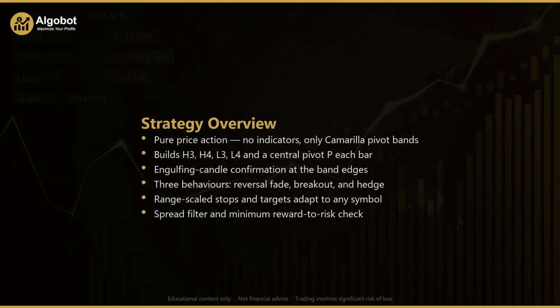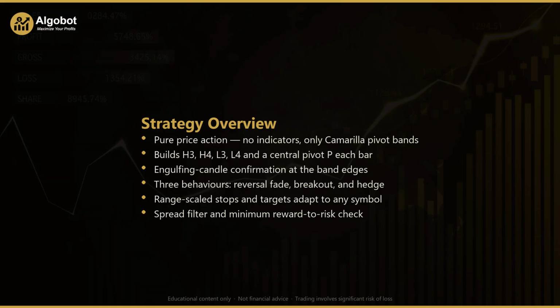The H3 and L3 lines are the classic fade edges, the levels where price is considered stretched. The H4 and L4 lines sit further out and act as the breakout boundaries. The central pivot P is the reversion magnet, the level the strategy aims back toward on its reversal trades. The market it's designed for is a liquid foreign exchange major, something like EURUSD on a 5-minute or 15-minute chart, which is the natural home of Camarilla pivot scalping. Because every distance is scaled by the measured range rather than by fixed point values, the same logic adapts to different symbols and changing volatility without retuning.